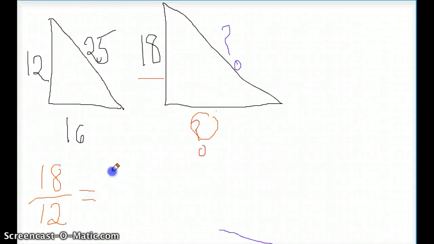I'm not sure of the bottom measurement in the large triangle, so I'll call that x. But the bottom measurement in the small triangle is 16. You notice I have the vertical for the large triangle, vertical for the small triangle, horizontal for the large, horizontal for the small. So they're all corresponding measurements. The next thing I'll do is go ahead and solve this proportion by cross multiplying.